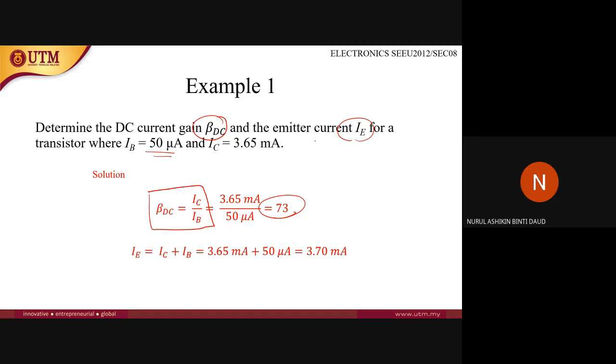So how to find IE? Since this is the formula for the currents, IE is equal to IC plus IB, so you will get the total current IE of 3.70 milliampere. Okay, and in your test too, just now I forgot to say, don't forget about the units and please don't write wrong units. Be careful about the milli, micro, and all those things.